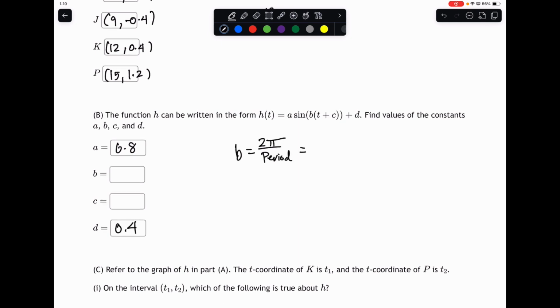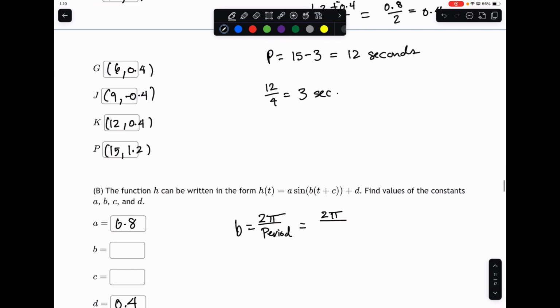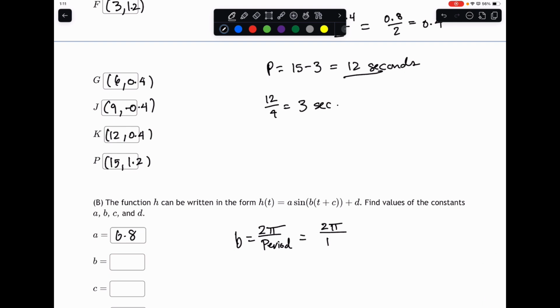Now, to identify the value of B, we're going to get, yet again, 2 pi divided by our period. In this example, our period is 12 seconds, which reduces to pi over 6.